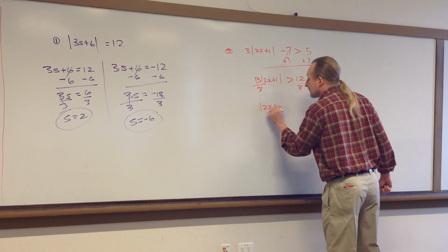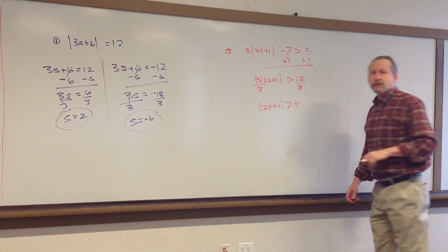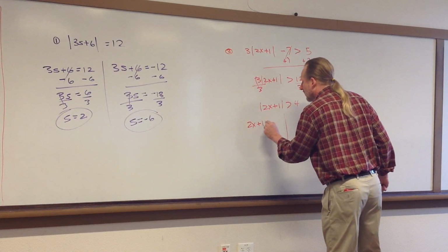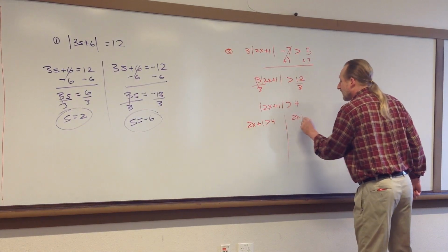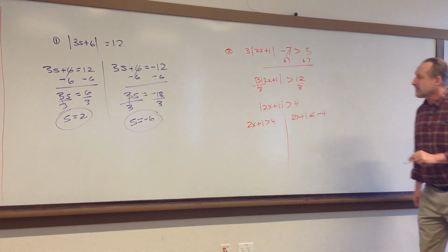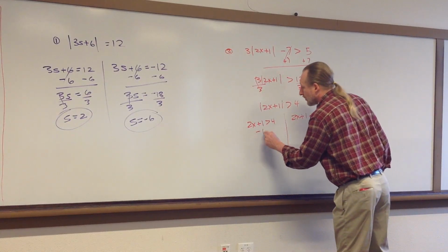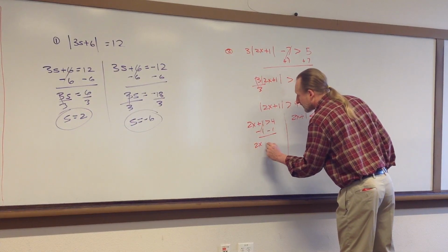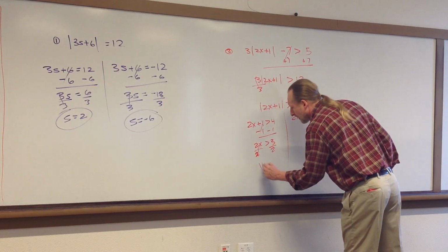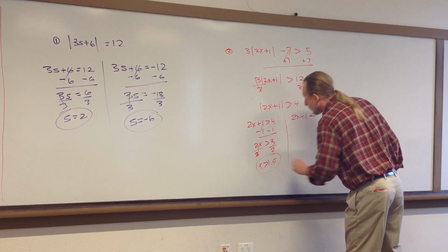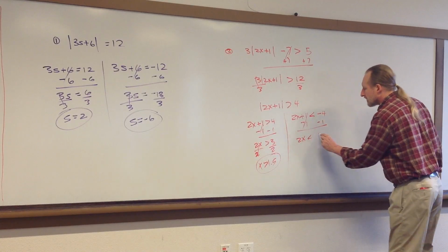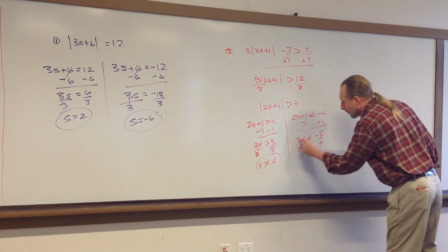So now I've got absolute value of 2x plus 1 greater than 4, and I can split it into two pieces. 2x plus 1 could be greater than 4, or 2x plus 1 could be greater than negative 4, and when I make this negative 4, the inequality flips around and becomes less than. So again, get the x by itself, and here, dividing by 2, we get x greater than 1.5, and over here we get x less than negative 2.5.